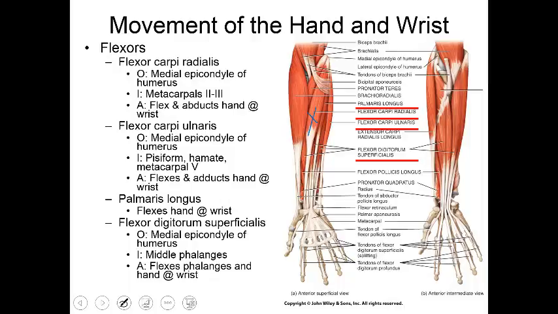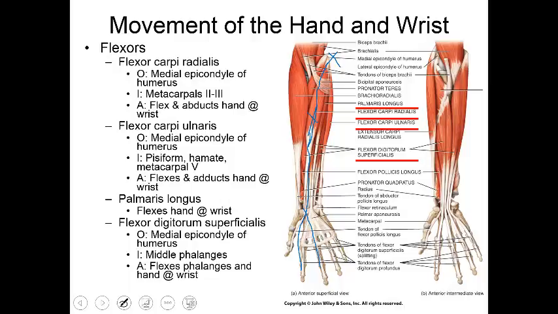It begins from the medial epicondyle of the humerus, goes downwards all the way to metacarpals, which are your palm bones, 2 and 3. So this one and this one. That is where it inserts itself. And it helps you flex your wrist and your hand. Hence the name Flexor Carpi radialis.